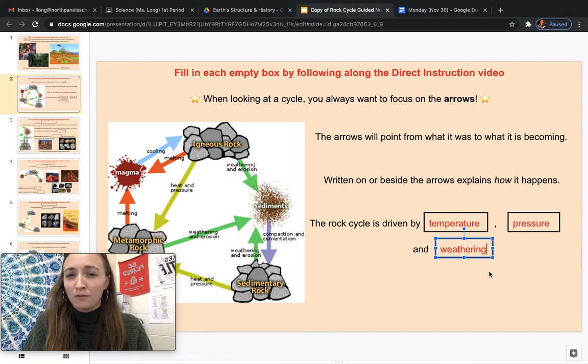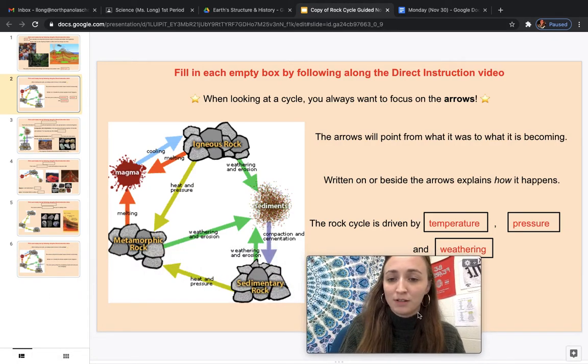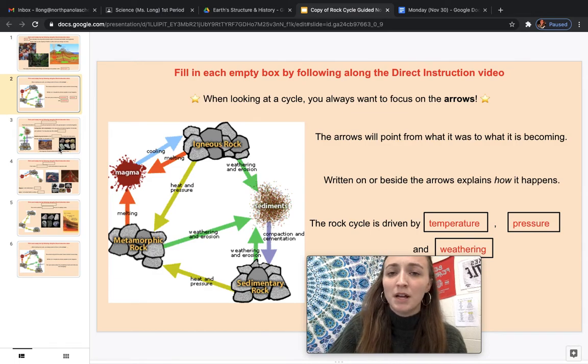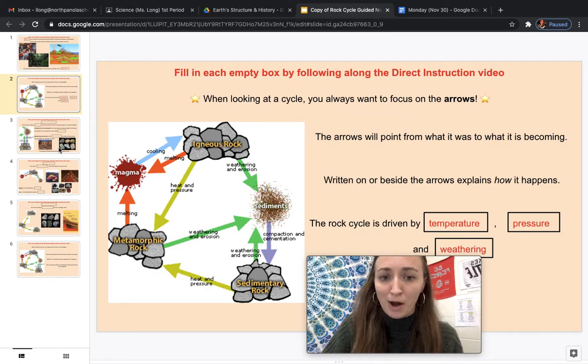Weathering might be a new word for us, but we're going to learn it today, so no worries. So temperature, pressure, and weathering is going to drive this cycle. It's what's going to cause it to happen. Okay, enough about that. Let's actually talk about the rocks, shall we?